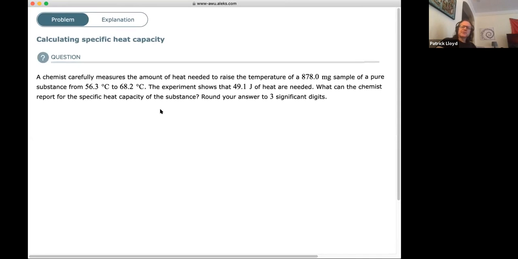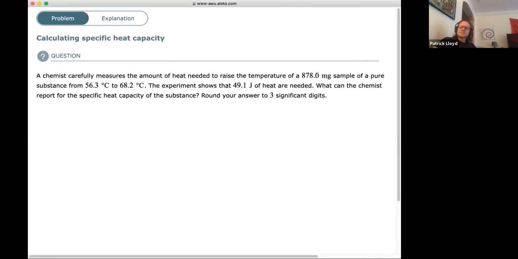Okay, so if you take a look at this, let's see if I can zoom in here a little bit for you. They're carefully measuring the amount of heat. The mass of the sample is given right here. So there's your mass, M. Now do notice it's in milligrams. And what I said was our answers need to be in grams. So that's typically the case. But here's your temperature, right?